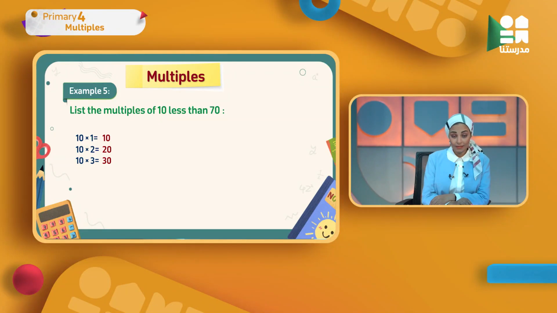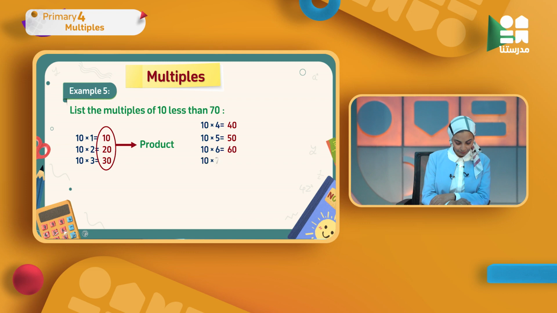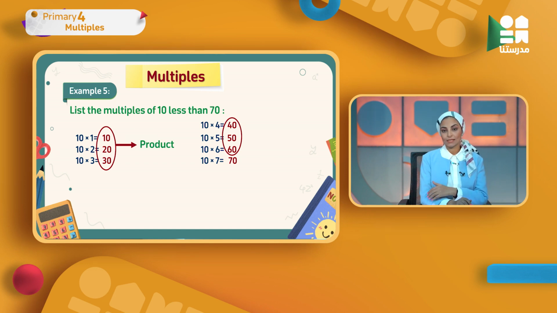First of all, I must put table 10. 10 times 1 equals 10. 10 times 2 equals 20. 10 times 3 equals 30. 10 times 4 equals 40. 10 times 5 equals 50. 10 times 6 equals 60. Okay. Now, 10 times 7 equals 70. So, the multiples of 10 that are less than 70 are 10, 20, 30, 40, 50, 60.